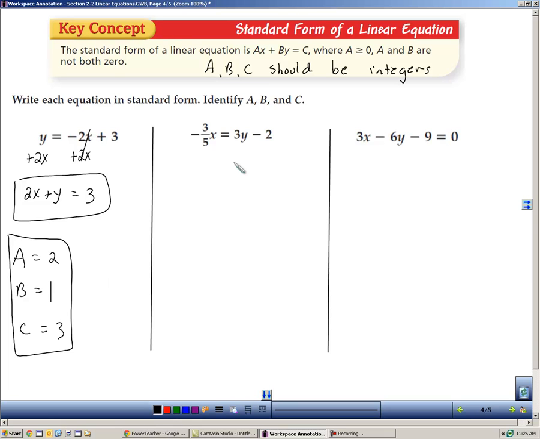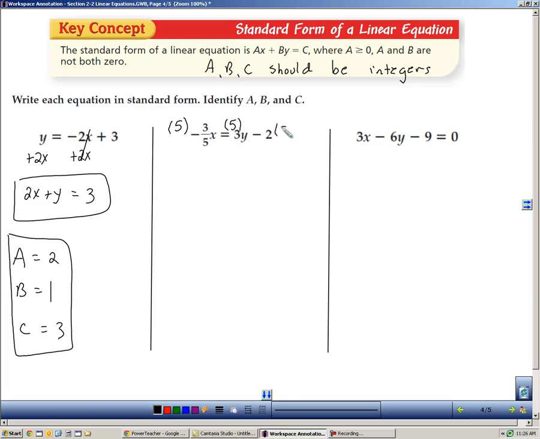Let's come over to the next one. The first thing that I notice when I look at this is I see a fraction. And I told you that a, b, and c have to be integers. So I want to try to get rid of this fraction. So how do we get rid of denominators? If you remember, we multiply every term by the denominator.